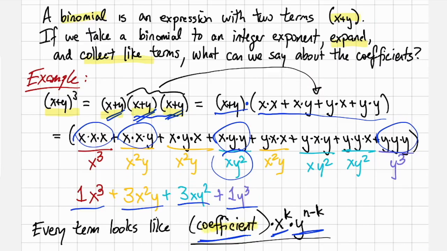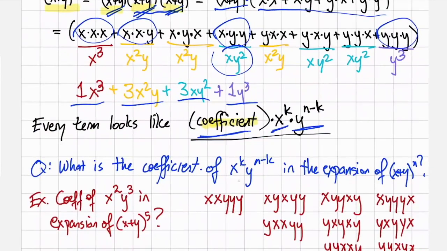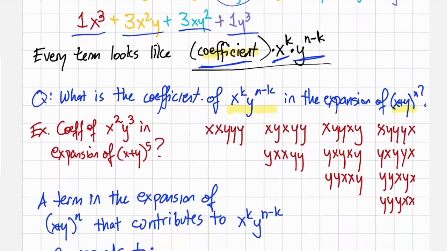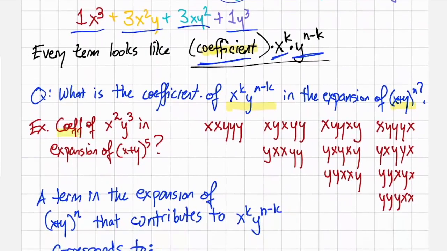So what is this coefficient? What is the coefficient of x to the k, y to the n minus k in the expansion of (x plus y) to the n? Again, let's look at an example. Let's look at the coefficient of x squared y cubed in the expansion of (x plus y) to the 5th. Where do things come from that look like x squared y cubed? They have to have 2 x's and 3 y's that come out when you multiply (x plus y) 5 times.